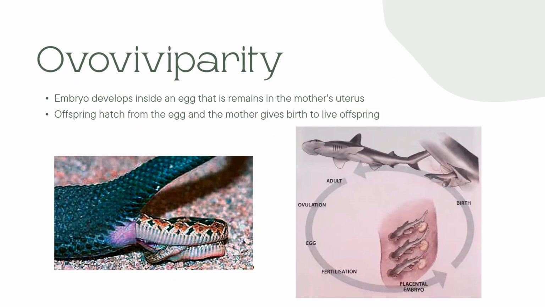Now we have ovoviviparity. So ovo is egg, vivi is used for live birth, and this is a mix of both. So we have an embryo developing inside an egg, and that egg remains inside the mother. So then the offspring will hatch from that egg inside the mother, and then the mother will give live birth. So this happens in very few animals, some snakes and some sharks. Pretty interesting. Think about why that might be beneficial, why it might have disadvantages again.